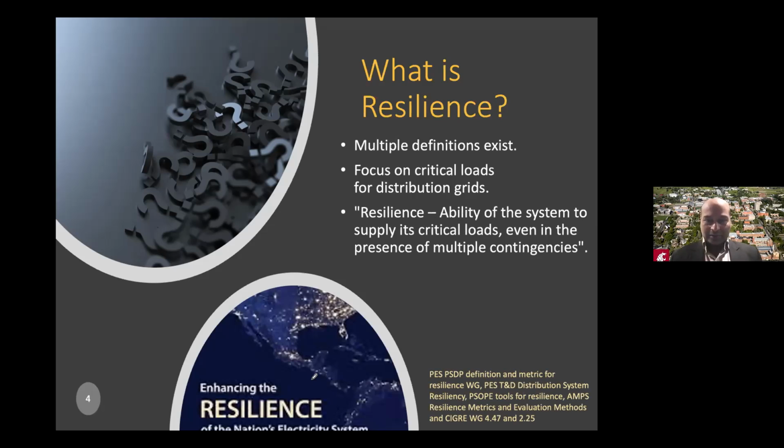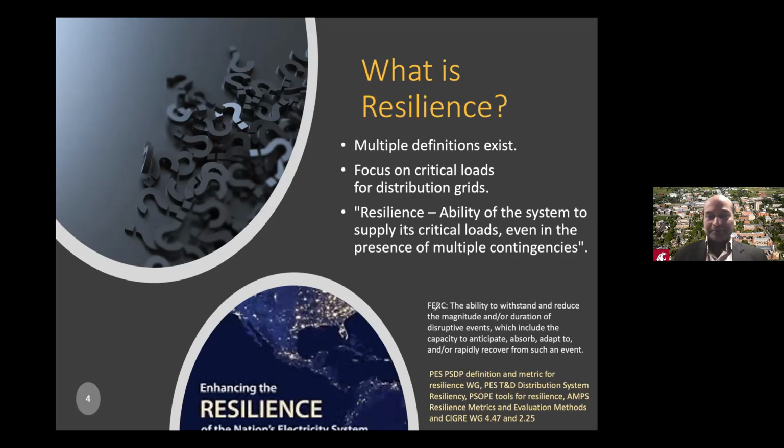Talking about multiple definitions, there are multiple working groups: the IEEE PES Power System Dynamic Performance definition and metric for resilience working group, and a T&D working group. There are a lot of acronyms here, but basically it points to IEEE and CIGRE having multiple working groups working on defining resiliency. The one I recently came across from FERC is the ability to withstand and reduce the magnitude and or duration of disruptive events, which includes the capacity to anticipate, absorb, adapt to, and rapidly recover.